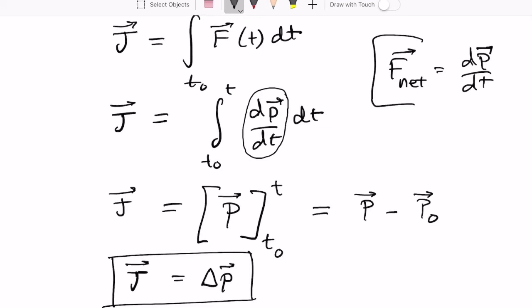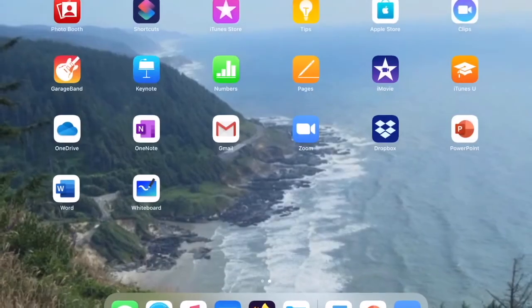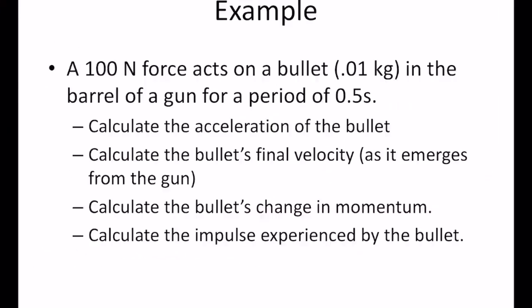Let's look at a quick illustration of the impulse momentum theorem. Let's take a look at this problem, and please try this problem. Pause the video and try this problem yourself, and then we will look at how I work it out.